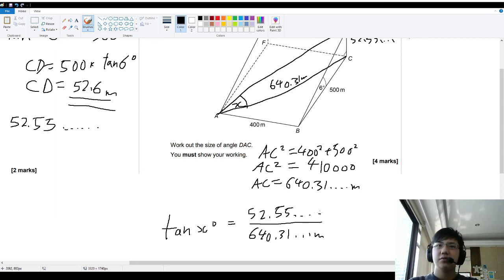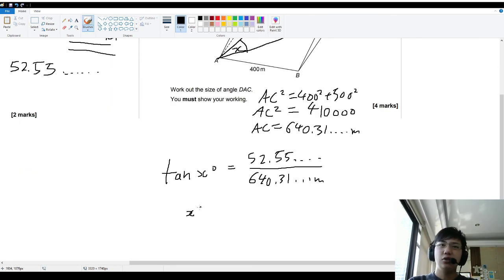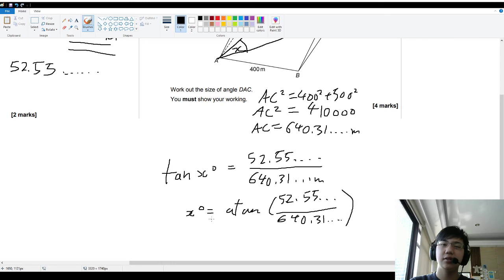And therefore the angle x equals arctan of this thing over here. So 52.55 over 640.31 something. So plug this all into your calculator and it will give the value of x as 4.69 degrees, giving us our answer.